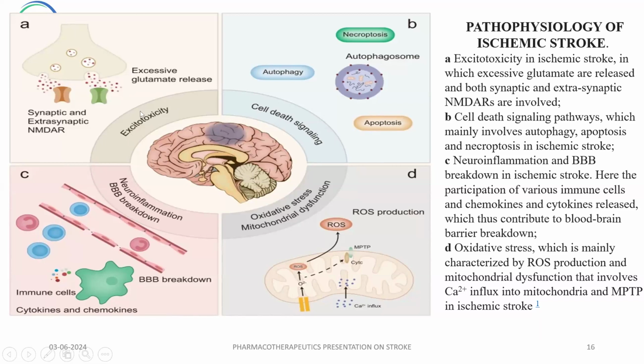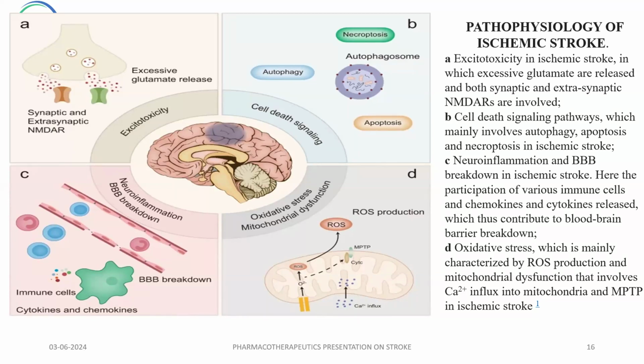there is excessive glutamate being released here, which goes and activates the N-methyl D-aspartate receptor. When this NMDAR receptor is getting activated, it is responsible for toxicity and cell death. So when glutamate is released and causes activation of NMDAR, it is causing cell death and toxicity. Once that occurs, the next step is cell death signaling, which can be activated by autophagy or apoptosis. The next step is neuroinflammation and blood barrier breakdown.